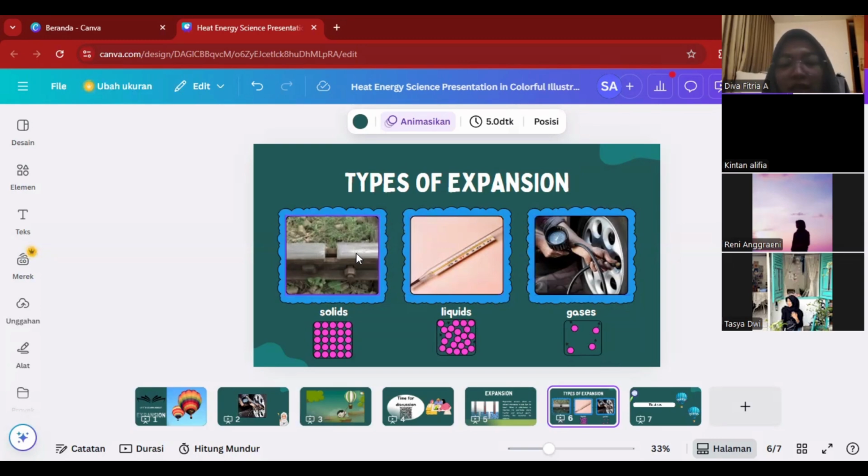A real life example is railway track. You might have noticed there are small gaps between the end of each rail. Why? Because when the temperature rises during the day, the metal rail expands. Without these gaps, the rail could bend or buckle.